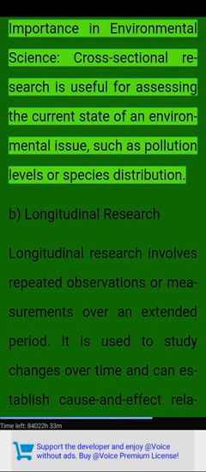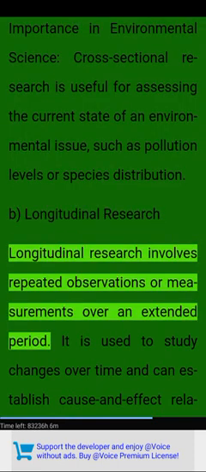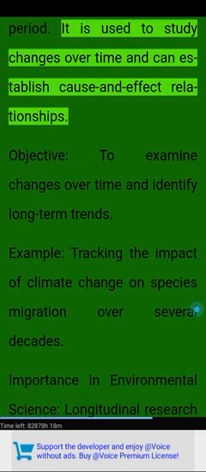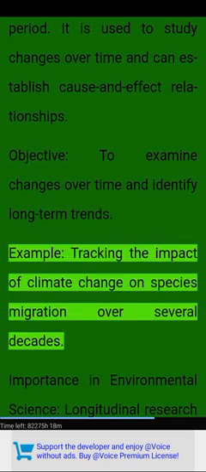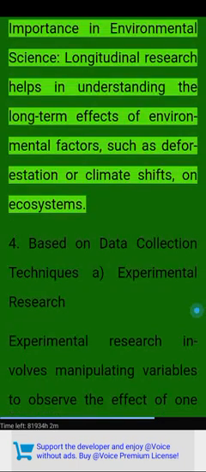Importance in environmental science: cross-sectional research is useful for assessing the current state of an environmental issue, such as pollution levels or species distribution. B. Longitudinal research. Longitudinal research involves repeated observations or measurements over an extended period. It is used to study changes over time and can establish cause and effect relationships. Objective: to examine changes over time and identify long-term trends. Example: tracking the impact of climate change on species migration over several decades.